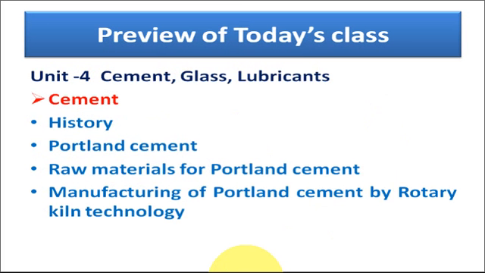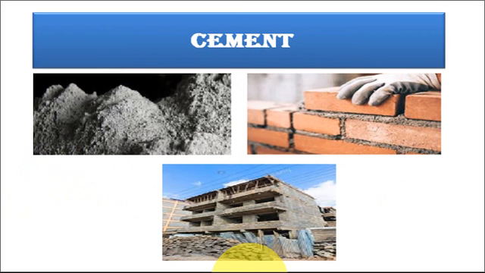In today's class we are going to start a new unit, unit 4: cement, glass and lubricant. These three important topics are included in unit 4. In today's class we are going to start with the topic cement, in which we will discuss the history of cement, Portland cement, raw materials for Portland cement, and the important topic, manufacturing of Portland cement by rotary kiln technology. So let us begin with the introduction part.